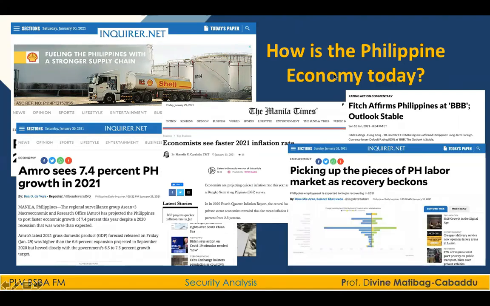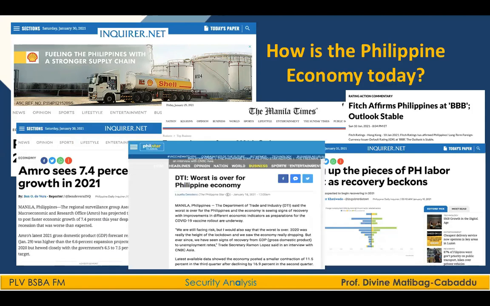The Philippine labor market is also recovering despite having more than 2 million Filipinos who have lost their job as of the end of 2020. And one of the local agencies reiterated that the worst is over for the Philippine economy. This signals a green shoot of recovery for the Philippines.